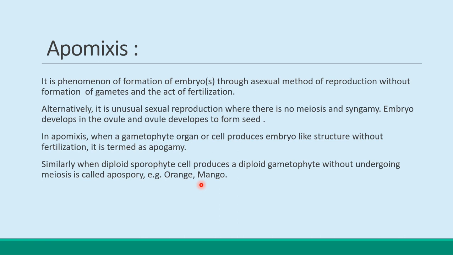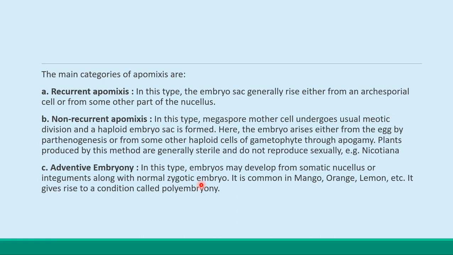Okay, so apomixis is divided into three main categories. First is recurrent apomixis, then non-recurrent apomixis, and the adventive embryony. We will see them one by one. First is recurrent apomixis. What happens in recurrent apomixis? In this type, the embryo sac generally arises either from the archaeosporial cell or from some other part of the nucleus.